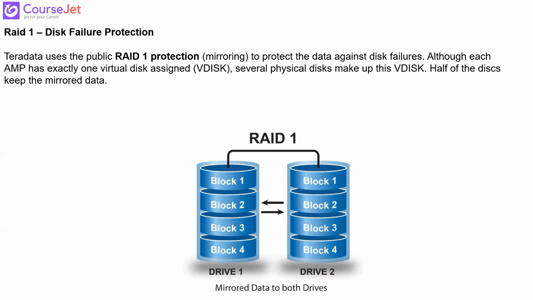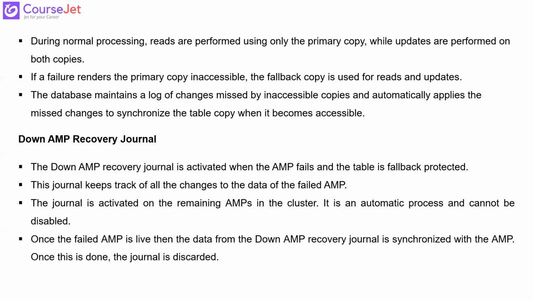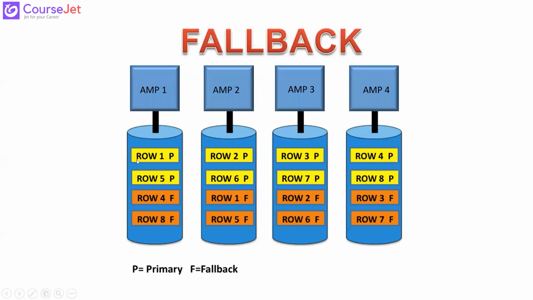Does the down AMP journal work whenever there is an AMP failure? Yes, down AMP will work only when there is an AMP failure. If an AMP is down, that is also the same scenario. Yes, that is the scenario, when an AMP is down. Failure is different, and going down is a different scenario.